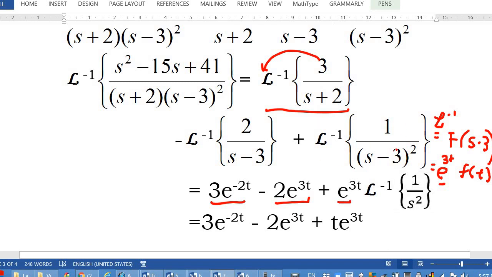F of s is 1 over s squared. Inverse Laplace of 1 over s squared, you have t. So total your answer is 3 exponent negative 2t minus 2 exponent 3t plus t exponent 3t.